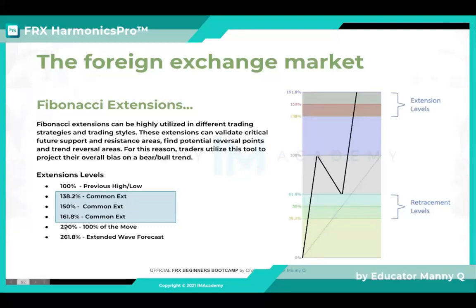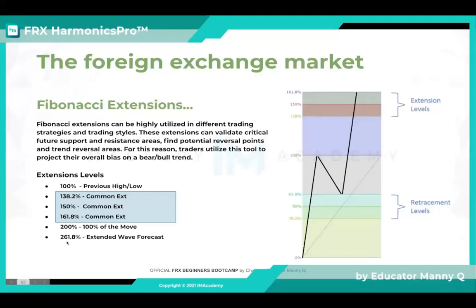Now, the 200 is also a very common Fibonacci extension, and this represents 100% of the move. Many times, depending on your trading strategy or your trading range, price can extend 100% of the move because there's always this symmetry that's cooking up in the market. So if the market was, let's say, 100 pips from zero to high, then the extension can go up to 200, which would be another 100 pips.